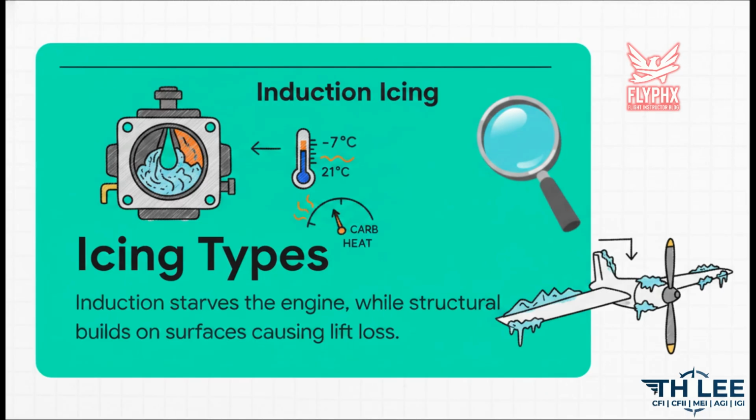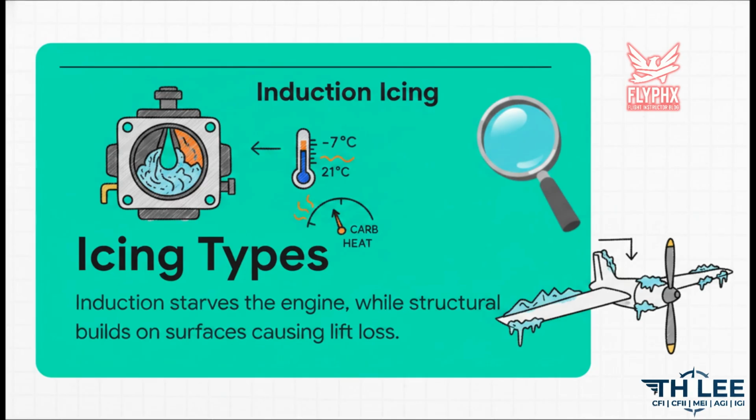Icing generally falls into two distinct categories. First is induction icing, which literally starves your engine of air. The most common type here is carburetor icing, occurring right in the venturi. And get this, it can happen even when you think it's warm outside. Specifically, it happens between -7 degrees and 21 degrees Celsius, as long as relative humidity is above 80%. You counter this performance loss by promptly applying carburetor heat.